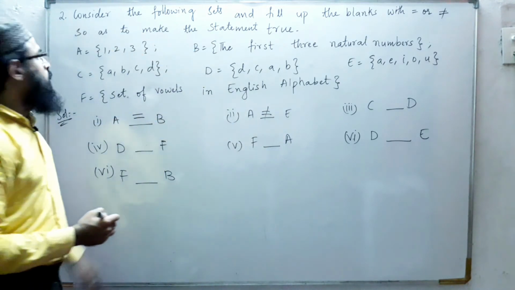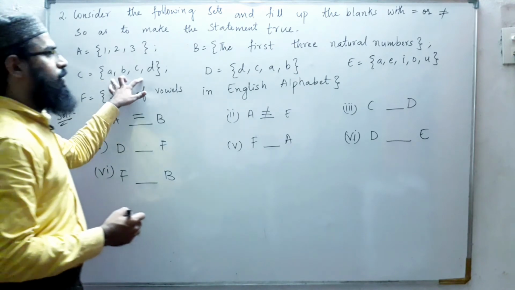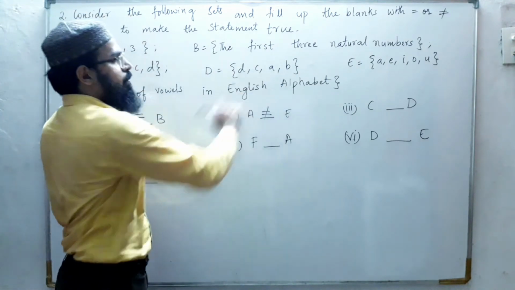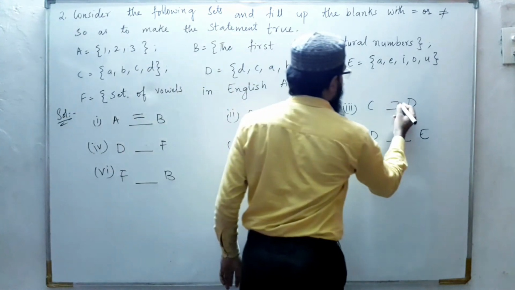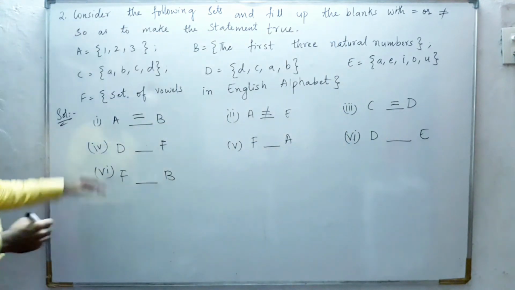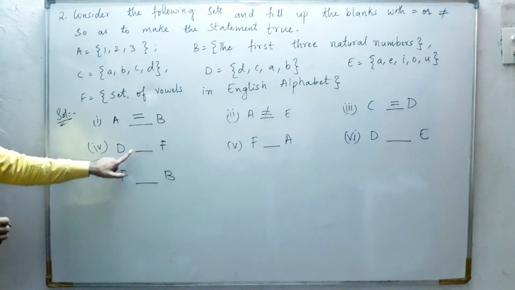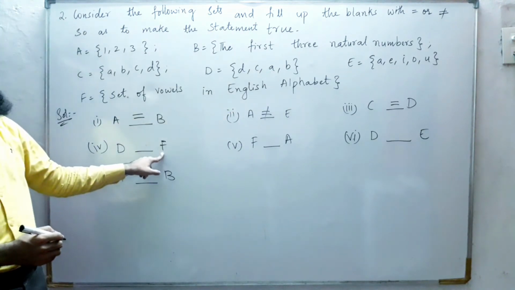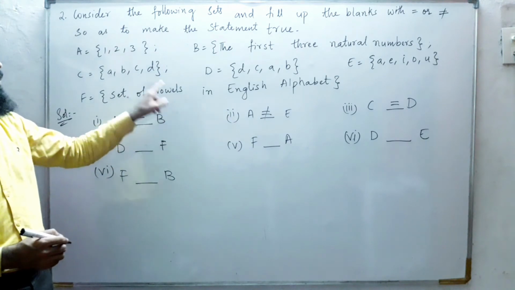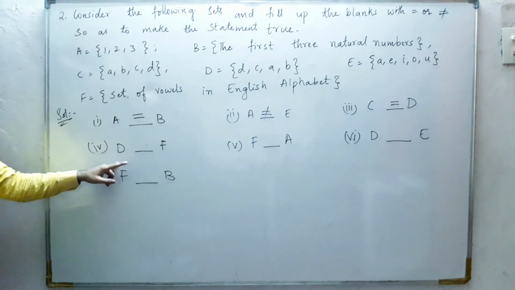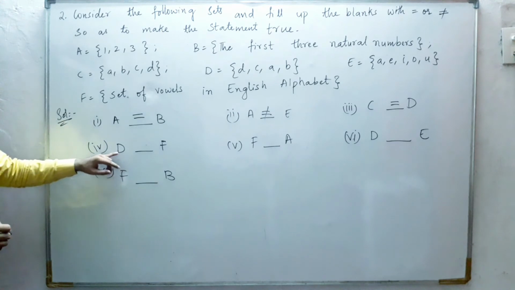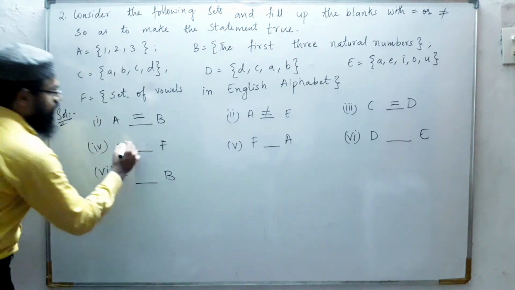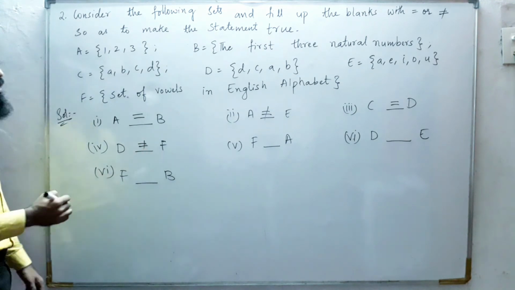C, what is C? a, b, c, d. And D, d, c, a, b. So both have the same elements. So that's why it is equal. Next is D and F. D is d, c, a, b. And F has the elements, vowels, so a, e, i, o, u. So both are not equal. Why? Because one has d, c, a, b and the other has the vowels. So that's why it is not equal.